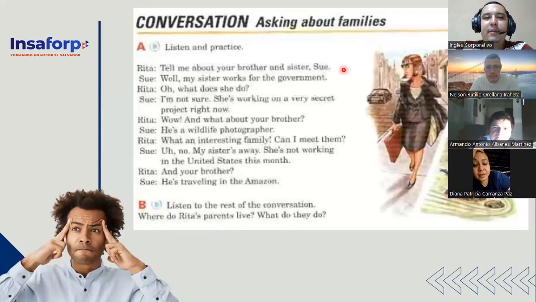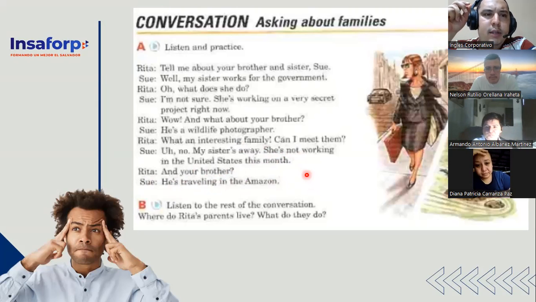Okay, here we have a conversation that says asking about family. Okay, guys, please listen carefully and then we are going to practice the dialogue or the conversation, whatever we want to call it. It is between two people, right? Rita and Sue. Rita, who started, says: Tell me about your brother and sister, Sue. Sue: Well, my sister works for the government. Rita: Oh, what does she do? Sue: I'm not sure. She's working on a very secret project right now. Rita: Wow. And what about your brother? Sue: He's a wildlife photographer. Rita: What an interesting family. Can I meet them? Sue: No, my sister is away. She's not working in the United States this month. Rita: And your brother? Sue: He's traveling in the Amazon. Oh, the two of them, they never stay at home. They always are out of home, right?